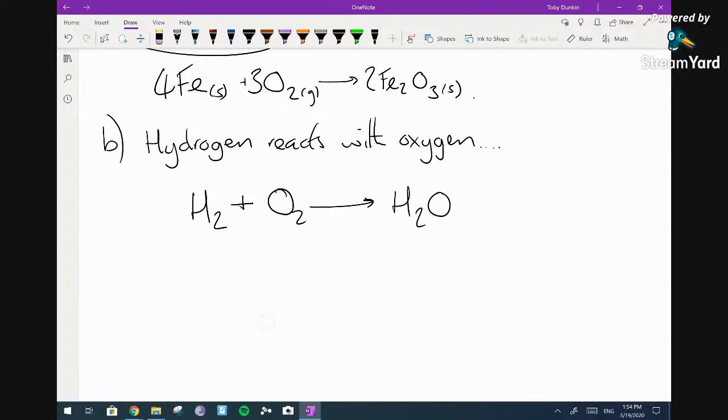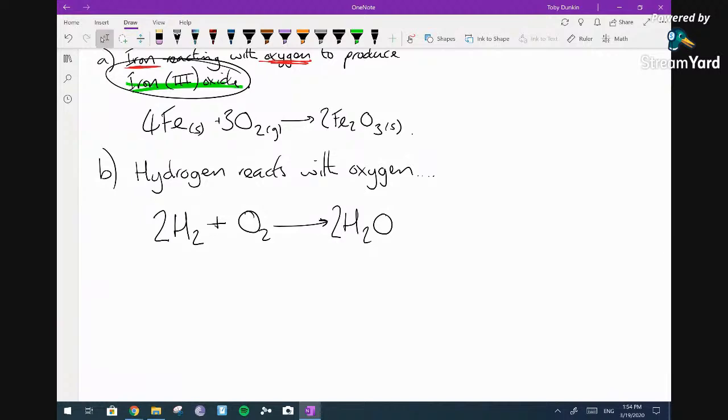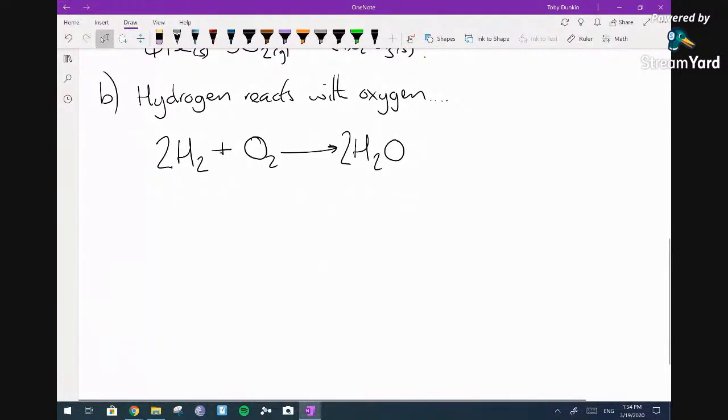And now we need to balance it. 2 there and a 2 there. So this question was harder than the previous one because they're expecting you to be able to give the product without them having to tell you. Okay, so question number C.